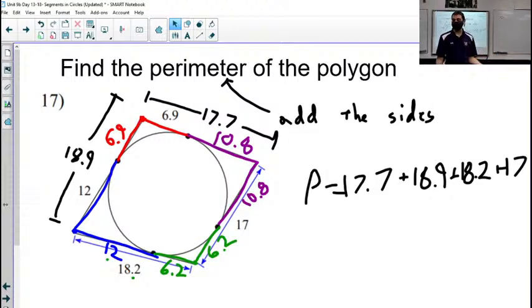16 is easier because you're only dealing with 3 sides, but it's the exact same idea. You're going to pick out your matching tangents and work your way around your circle.